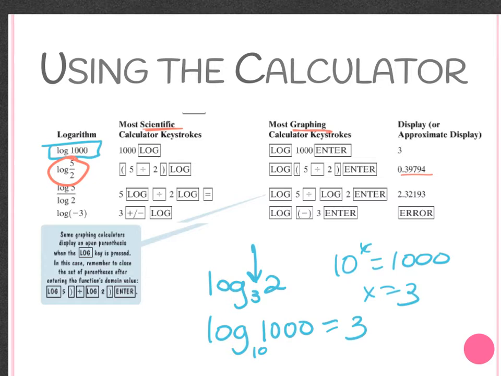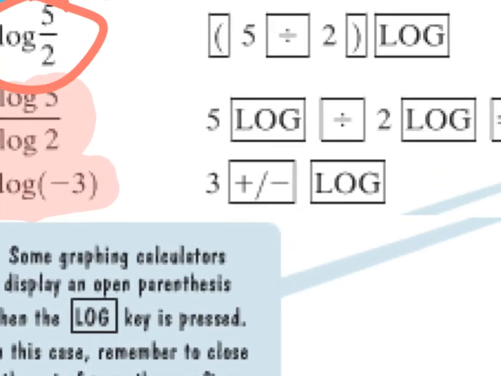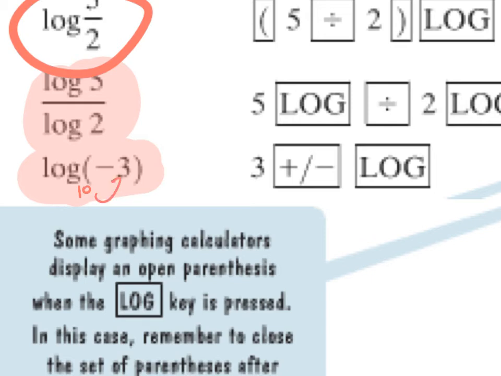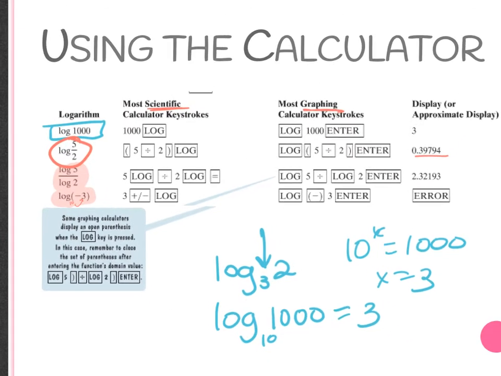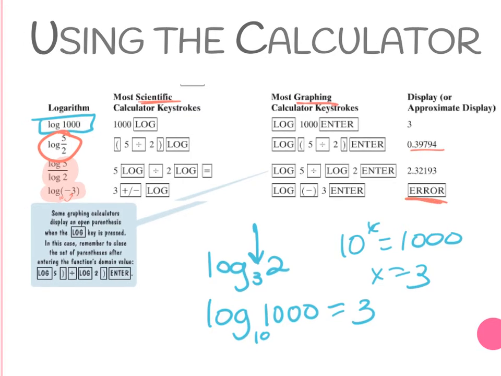Log 5 over log 2 means on the graphing calculator, hit log of 5, close your parentheses, divided by log of 2. Then hit enter. And then log of -3, there is no way for a base that is 10 to become a negative number. So this would be a no solution. Your calculator will give you an error, okay? You cannot get a result of a log to be negative.